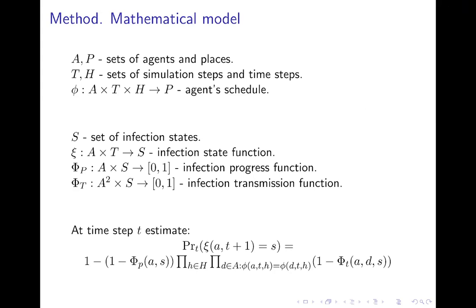Our mathematical model describes 2 sets of entities, agents and places. By place we mean a geographical location where agents can interact. For example, a workplace, school, shopping mall, etc.